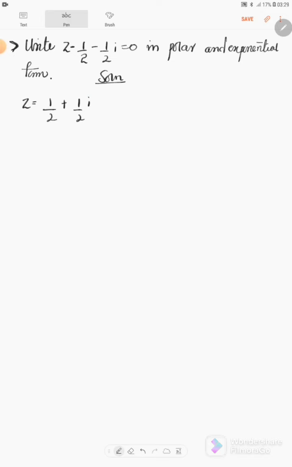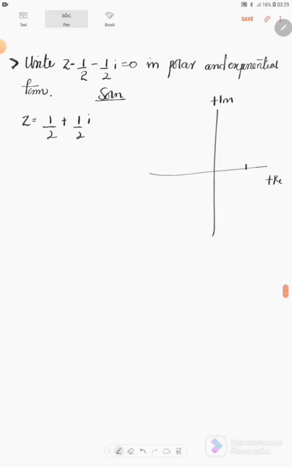First thing we do, sketch, plus imaginary, plus real, because they're both on the positive x-axis and y-axis. Okay, the 1 over 2 is on the positive real axis, that's 1 over 2, and the second 1 over 2 is on the imaginary axis. Then sketching this, we have dash dash dash coming down, angle comes here. Simple as that. Find theta.